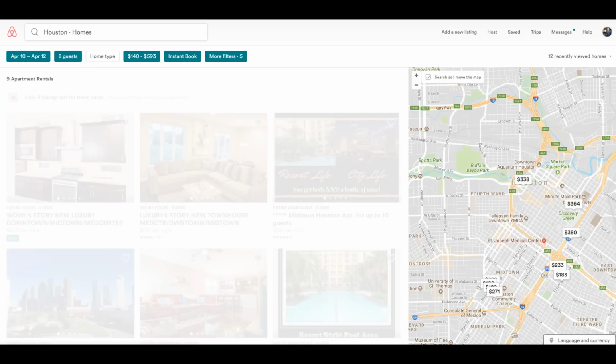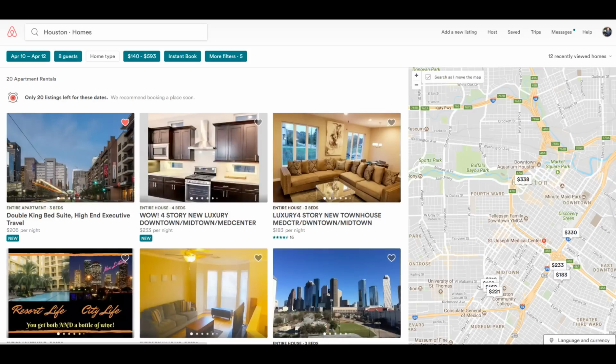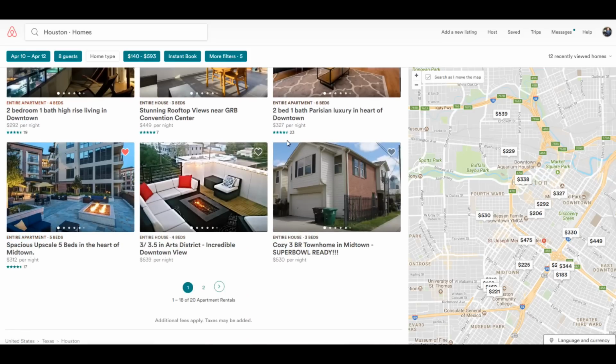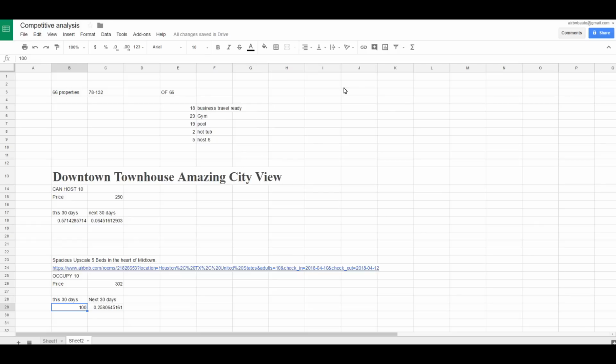Is 20. So if you can occupy, let's do 4, 6, 8, 10, 12. So we've got, let's go persons so we don't get confused. And then listings. So what we have is at 10, there are 10 listings, but at 8, there are 20.